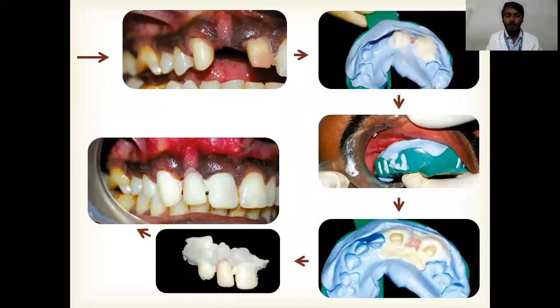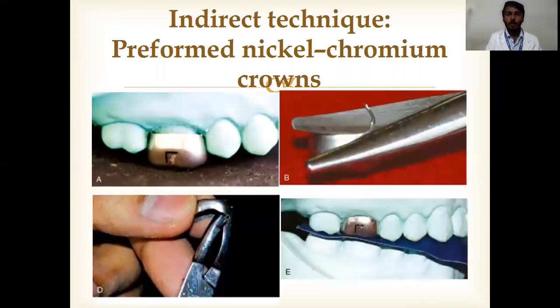remove it. Then we will remove the provisional restoration from the oral cavity or from the putty index. We will remove the excess, finish it, polish it, and then we will cement it in the patient's mouth with the help of a temporary luting cement. That is with the direct techniques. Then coming on to the indirect techniques.